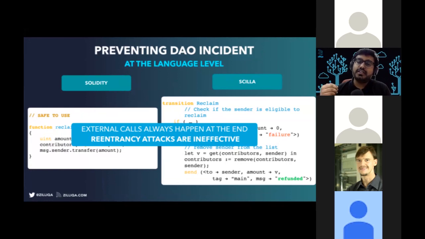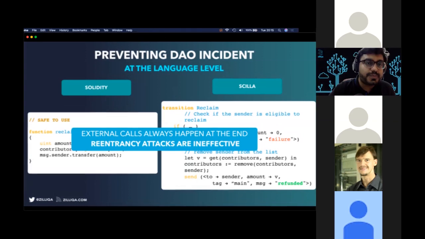There's no way that you can do external calls and then do a state manipulation inside a transition. All the state manipulations happen first, and then the external call happens. And I can even show you an example of a Scilla contract.